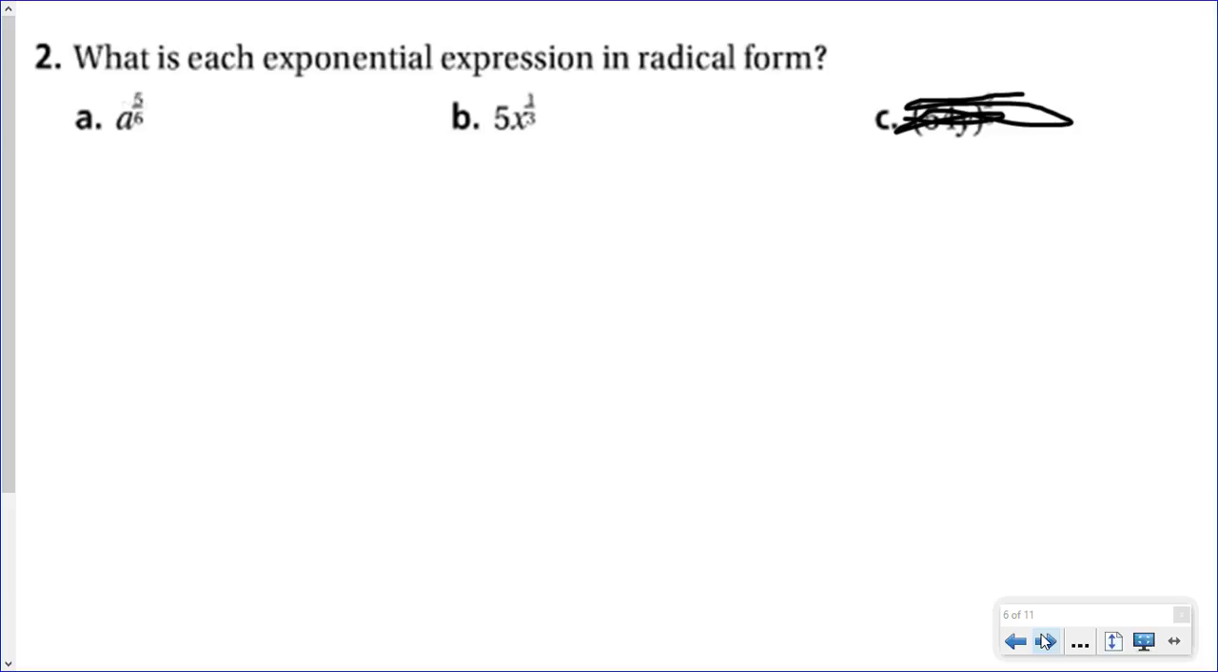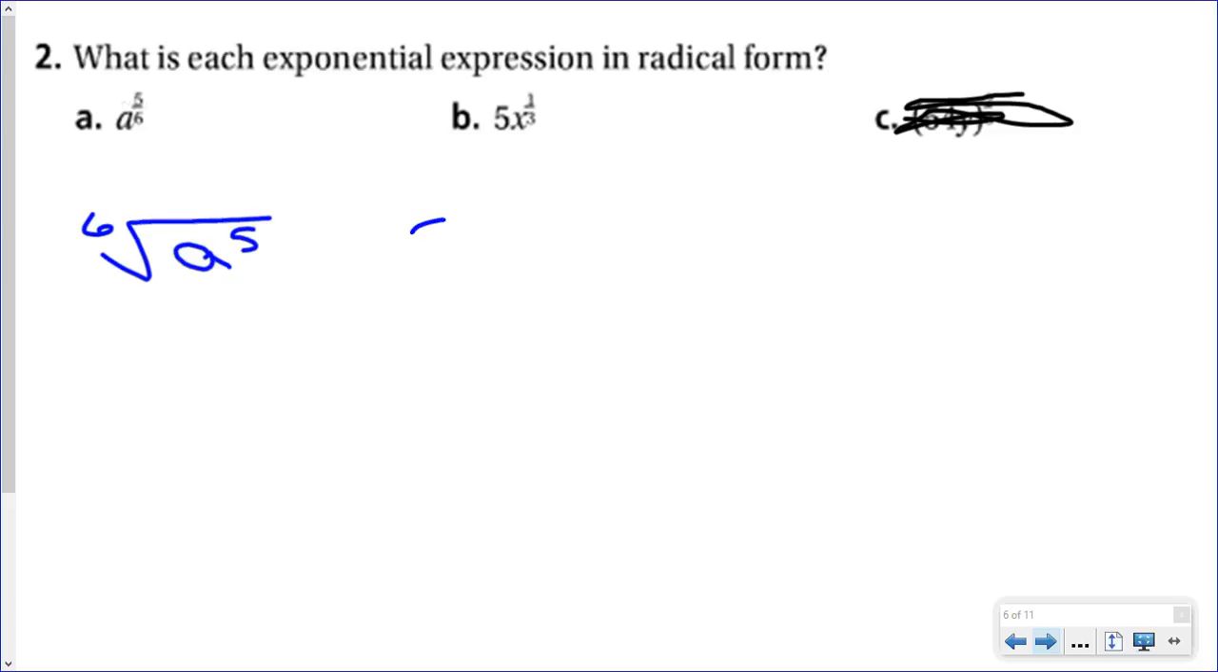Okay, what is this exponential expression in radical form? In radical form, a is your base. It's hard to read these numbers here, but I believe the top number is a 5 and the bottom number is a 6. So 5 would go here, the 6 would go here, and that'd be your final answer.